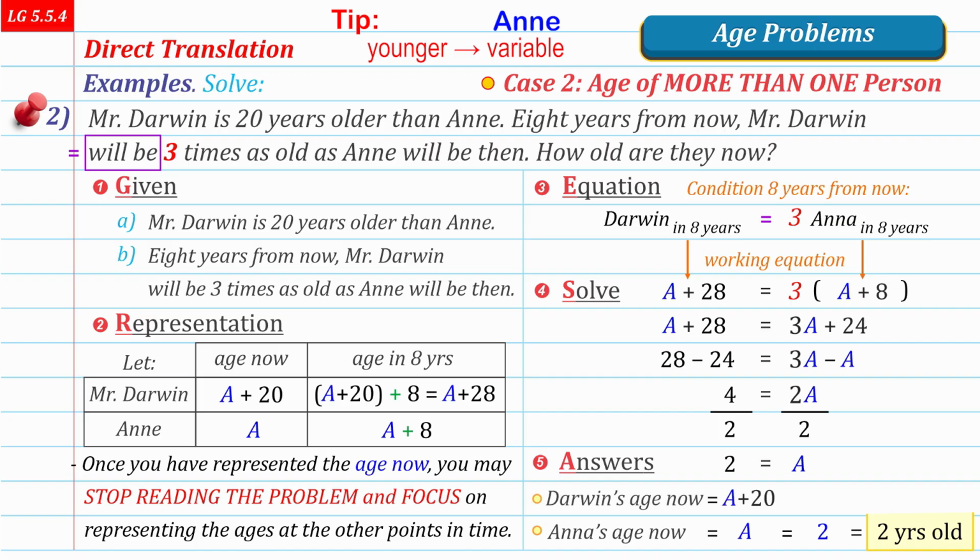For Mr. Darwin's age now, it is represented by A plus 20. So substitute A as 2. So we have 2 plus 20, which is equal to 22 years old. Of course, we should always check if our answer is true, or in this case, our answers are true. So substituting, in 8 years, Anne will be 2 plus 8 or 10. And Mr. Darwin will be 30. Since 30 is 3 times 10, our solution is correct. So, I hope you understood our example 2.